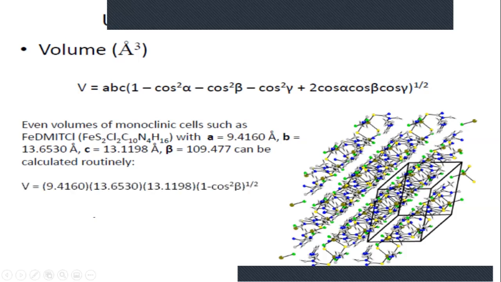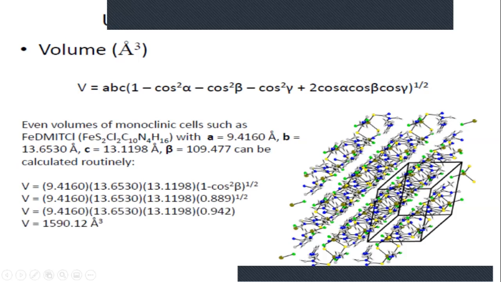So if we were to calculate the volume of this, we would put in the A, B, and C lengths, and then we would take the cosine squared of beta and subtract it from 1. So that comes out to be 0.889, and then we can calculate the volume. So this would be 1590 angstrom cubed is the volume of this unit cell. And again, with unit cells, we typically report it in angstrom cubed, because if we report it in centimeters cubed, it'll be a very small number.